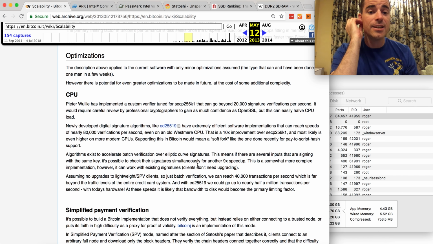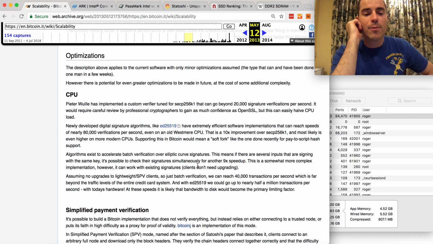So he goes on to say, supporting this in Bitcoin would mean a soft fork like the one done recently for pay-to-script hash support. Algorithms exist to accelerate batch verification over elliptic curve signatures. This means if there are several inputs that are signing with the same key, it is possible to check their signatures simultaneously for another 9 times speed up. This is a somewhat more complex implementation. However, it can work with existing signatures. Clients don't need upgrading. And I don't know offhand if that's already been implemented in the last couple of years or not. It very well may have been.